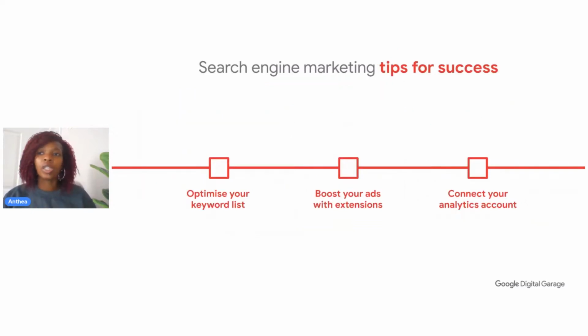So a few tips then. Again, optimize your keyword list. Go back into the keyword planner tool and make sure that you are picking keywords that you know relate to the products and services that you are offering. Boost your ad with extensions. So this can make you stand out. So you've got the phone, you've got email, you've got addresses.